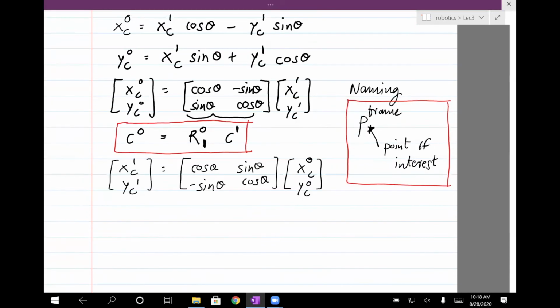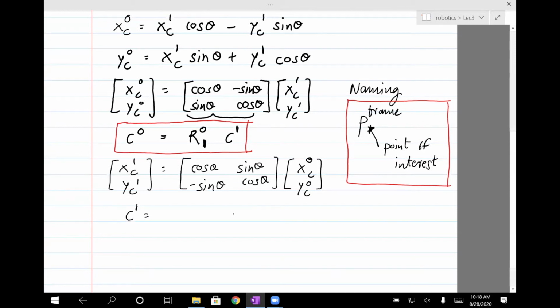Okay, so this transformation which I wrote down here is actually C1 equals a rotation matrix, and just like we have R1 with respect to frame 0, we'll call this R0 with respect to frame 1.